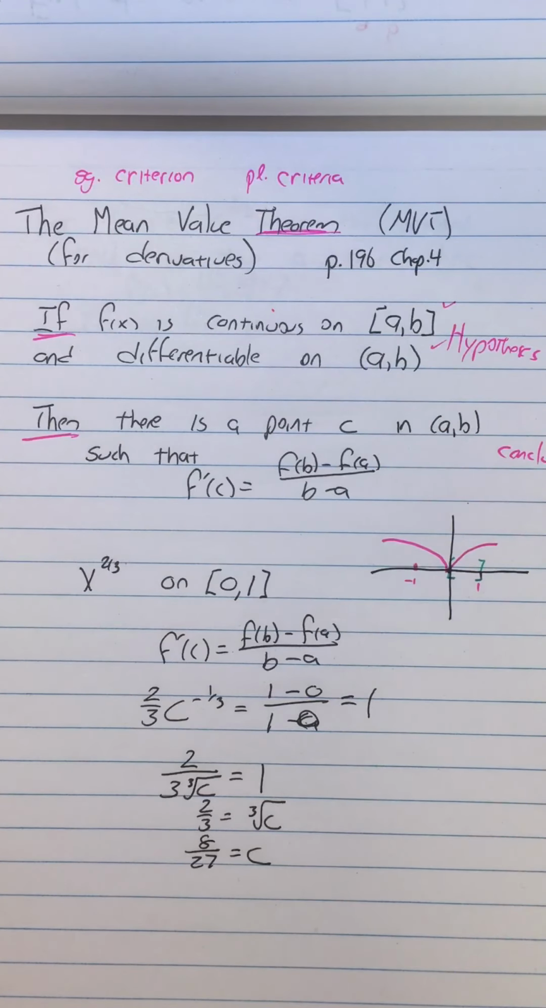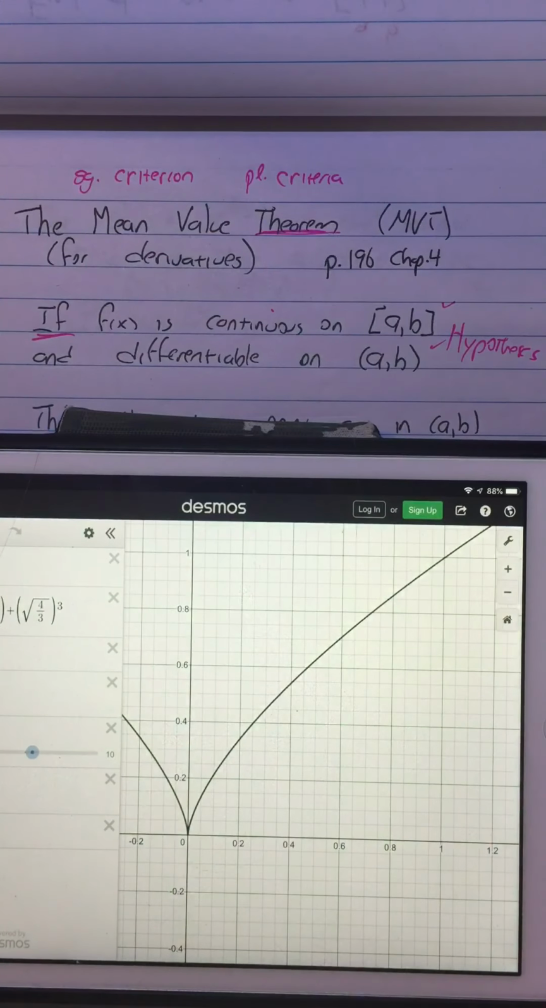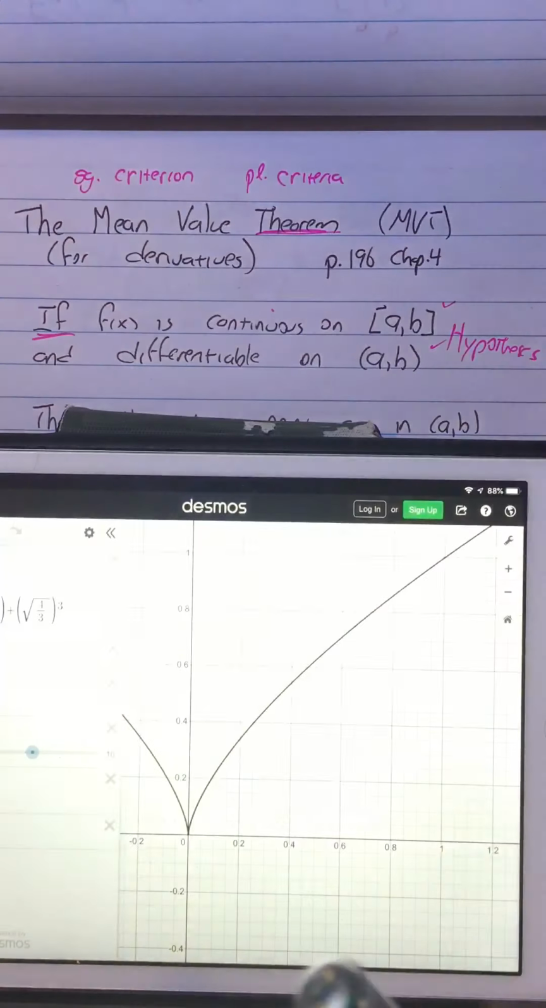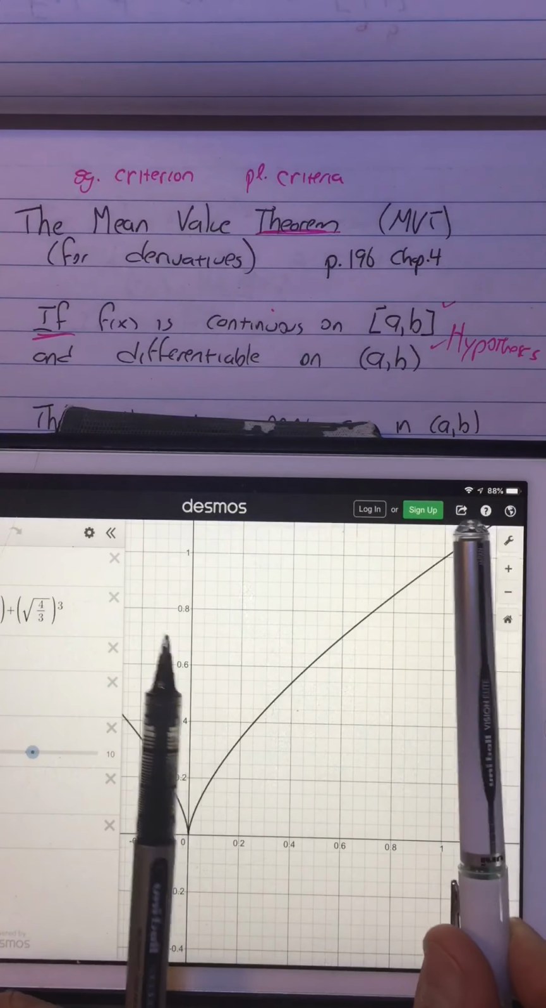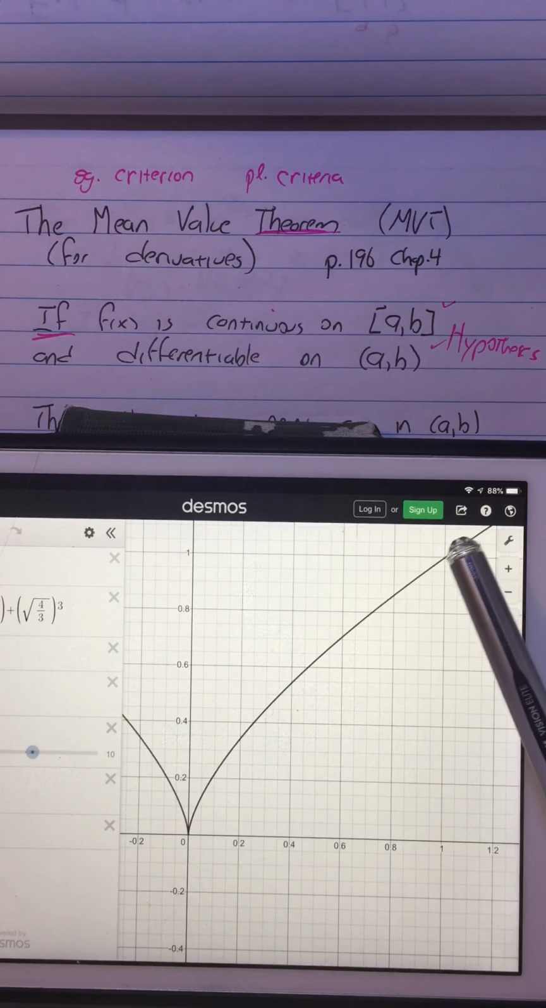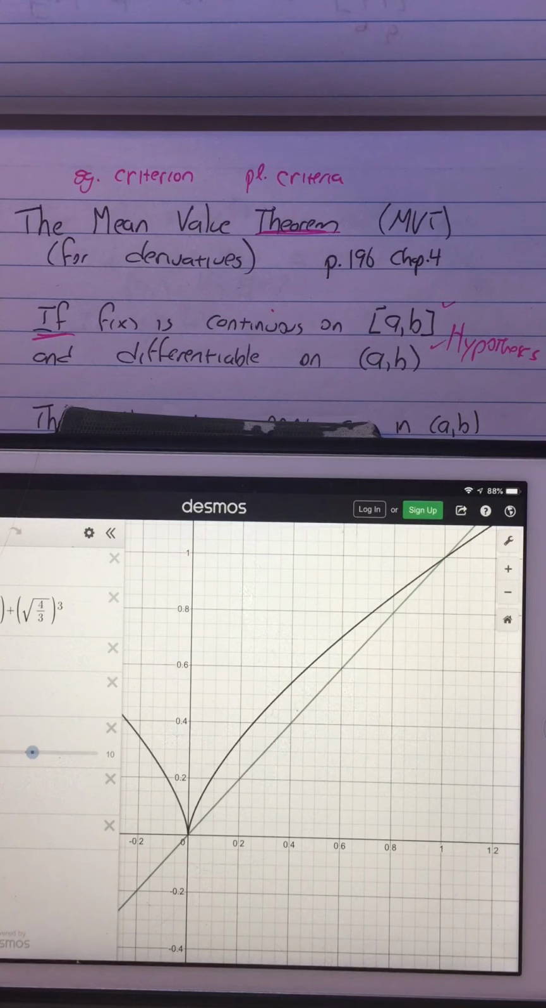All right, so that's my point. There is a point. Let's see what it looks like. Here's the same function. I've changed my zoom a little bit so I can see the interval from 0 to 1. We're going from here to here for our secant. Let's put that secant on there. There's the secant line, from (0, 0) to (1, 1).